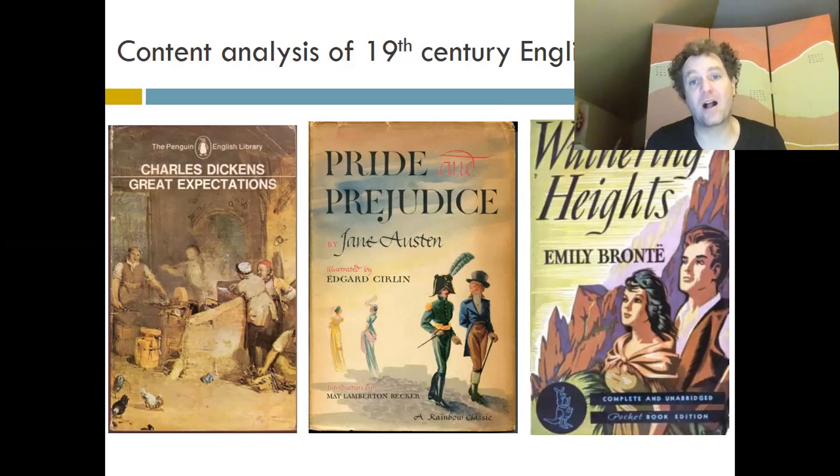So here I could do a content analysis of 19th century English novels, things like Great Expectations, Pride and Prejudice, Wuthering Heights. With content analysis, my unit of observation is going to be these social artifacts, but my unit of analysis is going to be something different. It could be the individuals of English society in the 19th century. In content analysis, the unit of observation is always going to be social artifacts, but the unit of analysis could be something different. It could be the artifacts themselves.